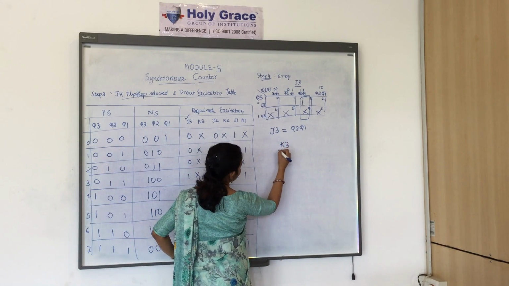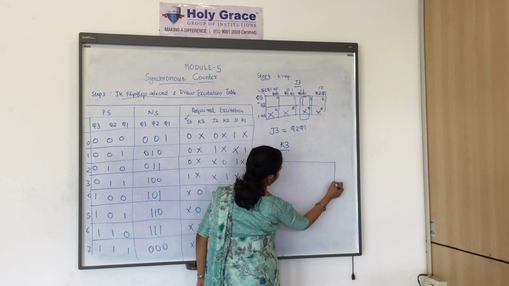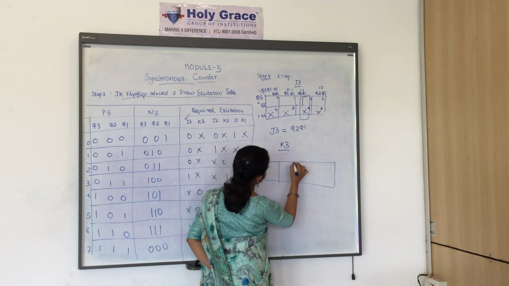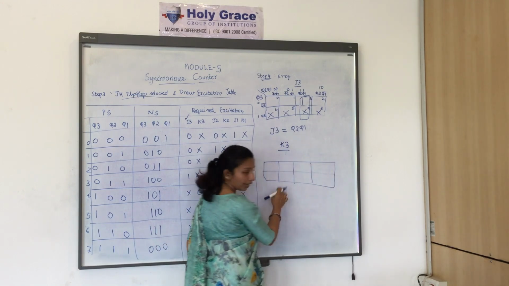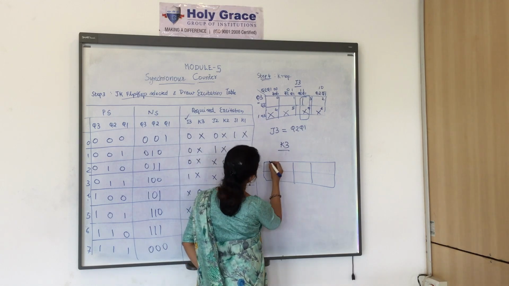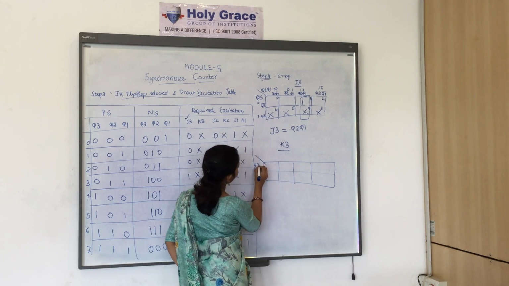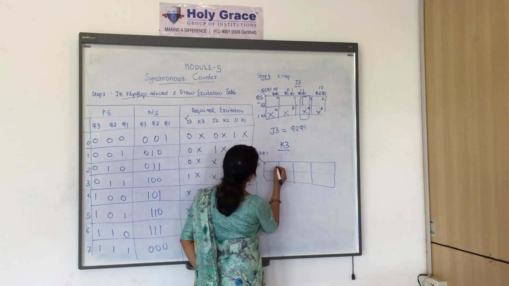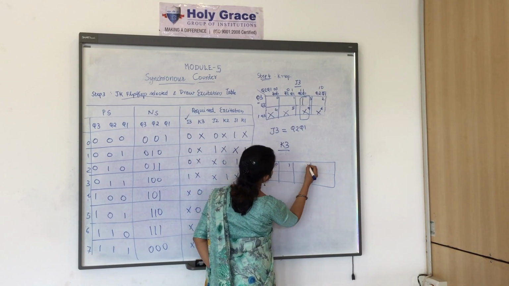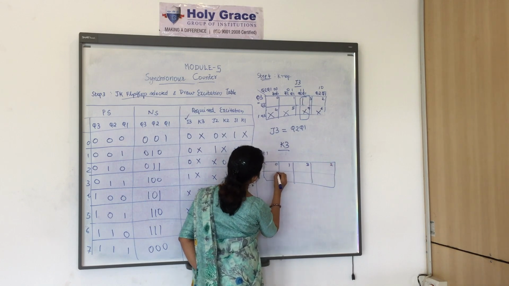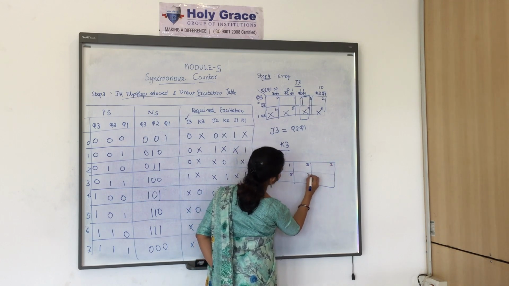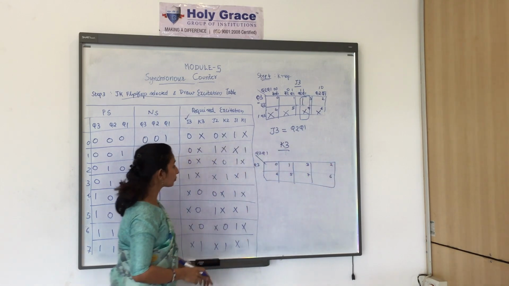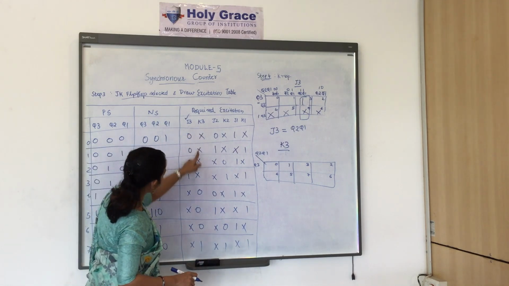For that we have to draw the K-map. Since it is 3-bit, I will draw 8 cells. Same as before, here it is Q3, here it is Q2 Q1. So here the order is 0, 1, 3, 2, 4, 5, 7 and 6. This is the order.